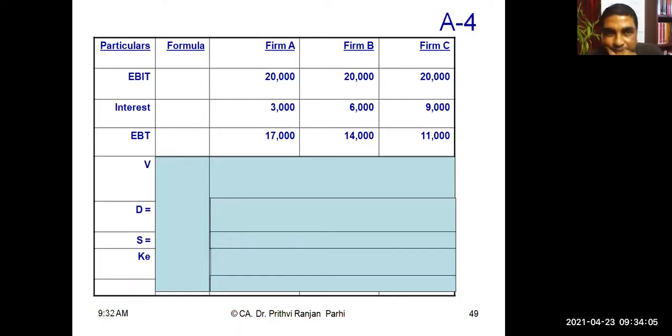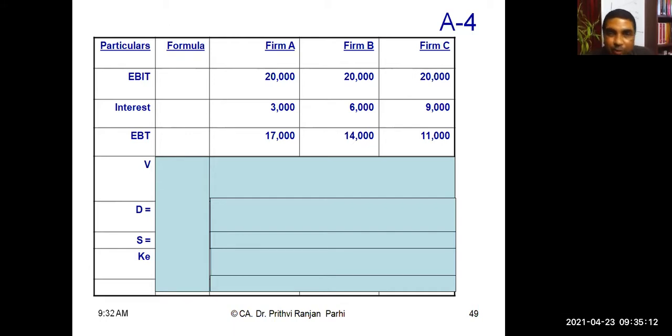We'll be solving it. Now you can take down, you can open a table: Firm A, B, and C. EBIT 20,000, 20,000, 20,000. Interest given in the question: 3,000, 6,000, 9,000. You know how to compute EBT? EBIT minus interest. So 20,000 minus 3,000, 17,000. Next, 20,000 minus 6,000, 14,000. Then 20,000 minus 9,000, 11,000.